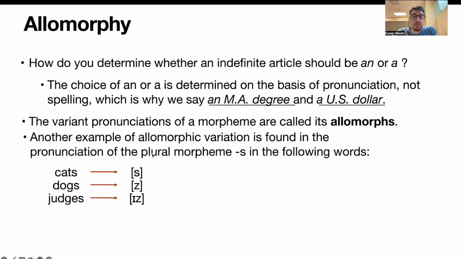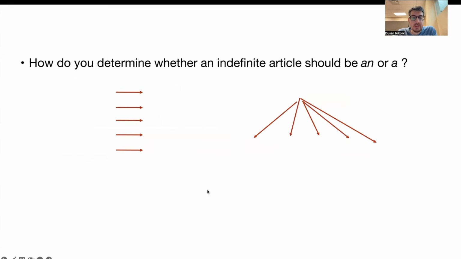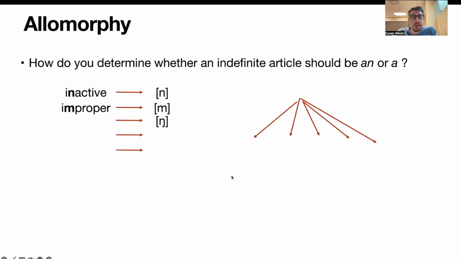Another example of allomorphic variation is usually plurals. For example, cats, dogs, and judges. We have cat plus s, which gives us s. We have dog plus s, which gives us z. And we have judge plus s, which gives us iz, judges. Right? Okay.